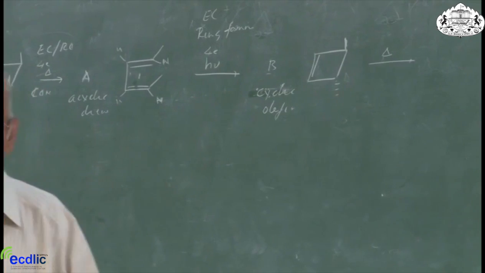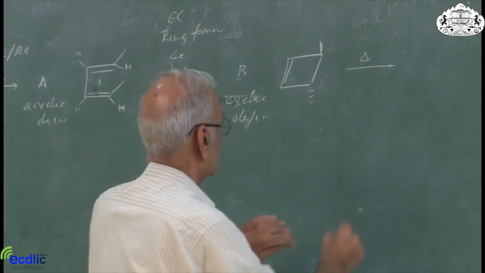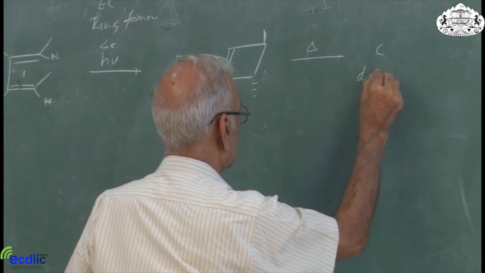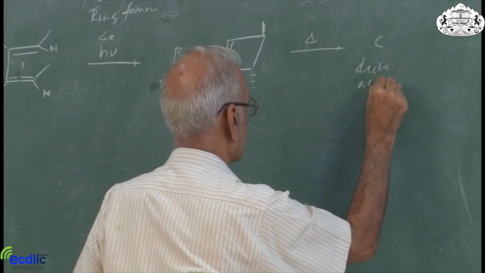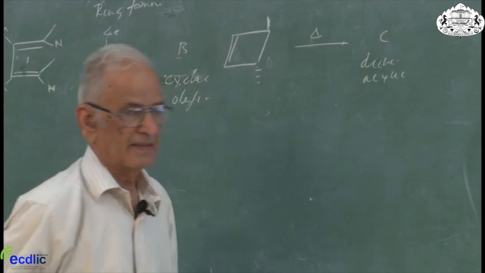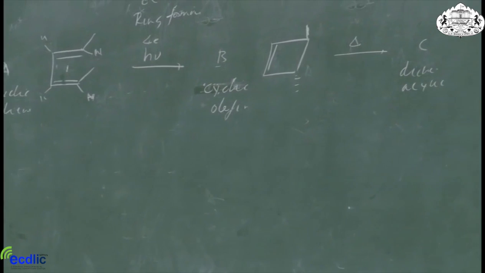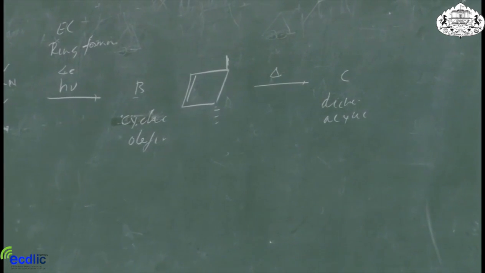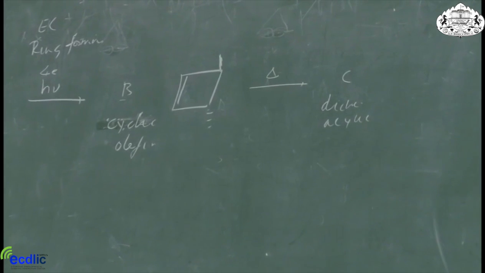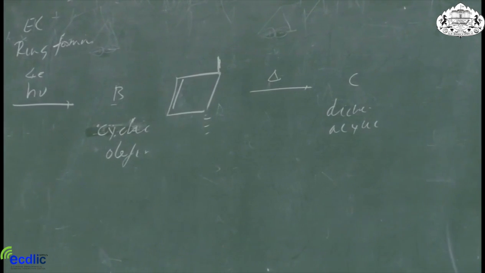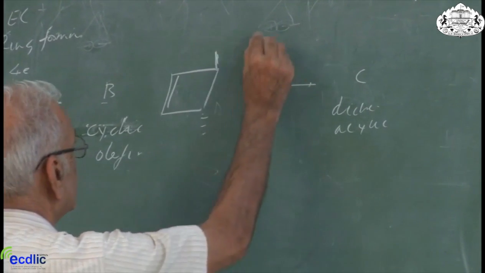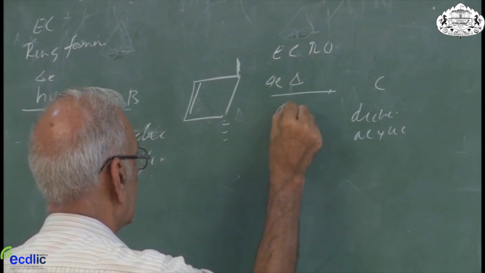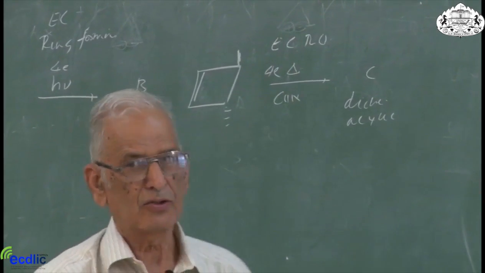I heat this and I get a product C, and my C is an acyclic diene. Therefore, I am going from 1 double bond to 2 double bonds. Therefore, it is again an electrocyclic ring opening reaction. A four electron thermal reaction is going to be conrotatory.